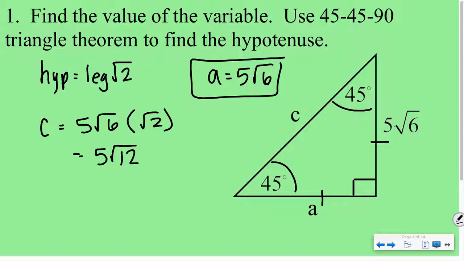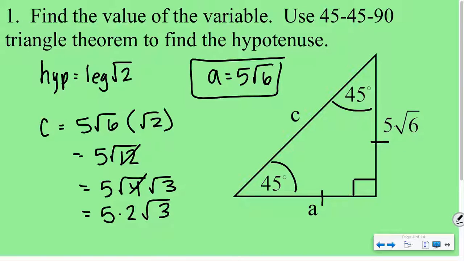Can I break 12 down? What perfect square goes into 12? How many times? The square root of 4? 5 times 2 times the square root of 3. 5 times 2 are both on the outside. So the length of our hypotenuse is 10 square root 3. No decimals unless it says you can round it. Same with your worksheet today. Put them in radical form.